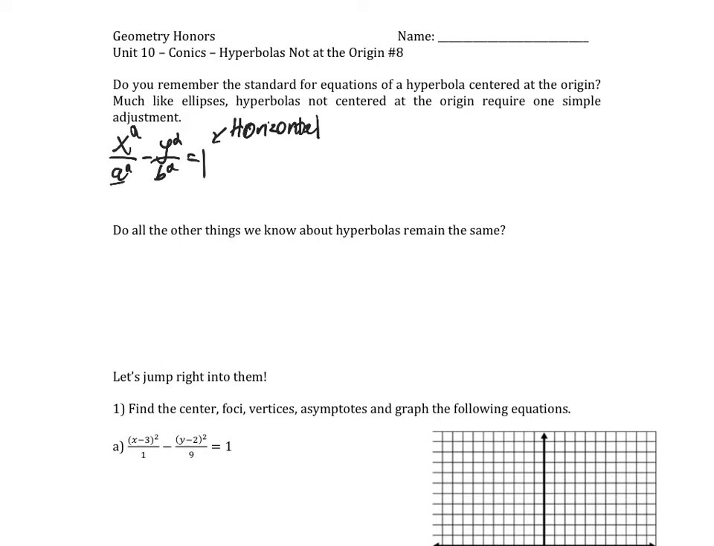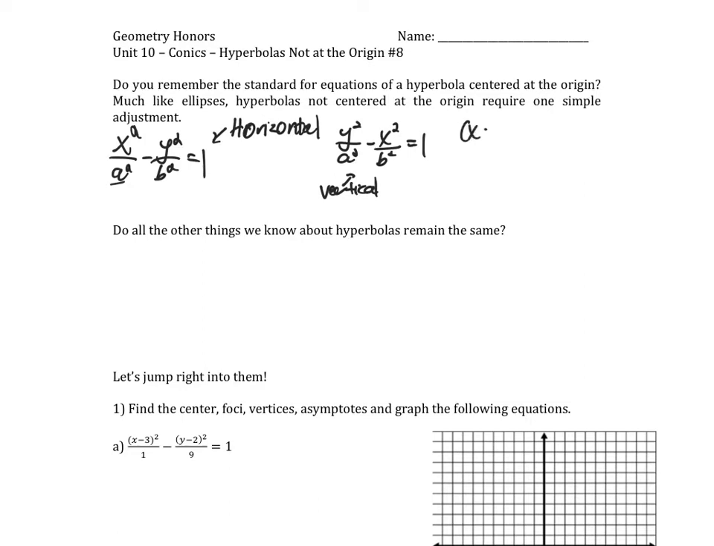The way we'd tell the difference between a vertical and a horizontal was that the y squared would come first. So it'd be y squared over a squared minus x squared over b squared equals 1. That would be your vertical hyperbola. So those are the two centered at the origin. Now you can probably guess ones that are not centered at the origin are going to take a similar shape to what we did for ellipses.